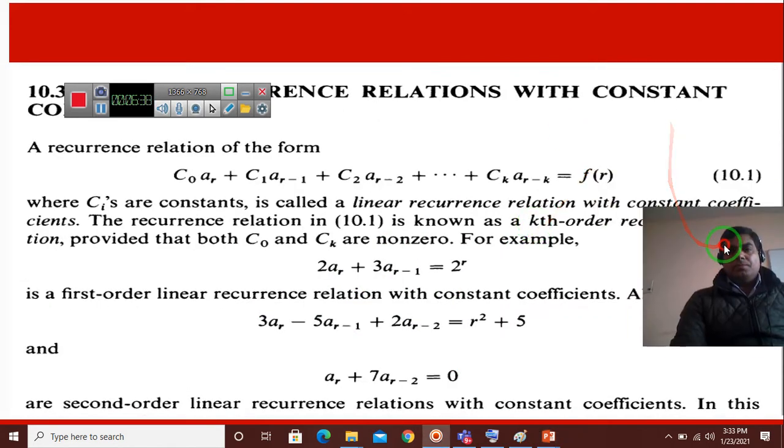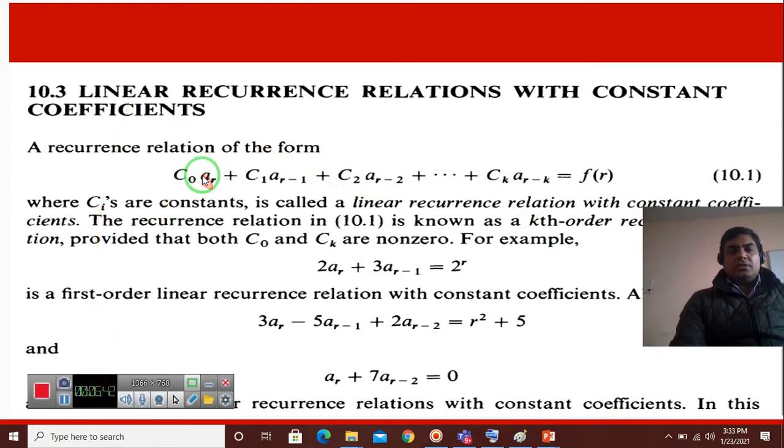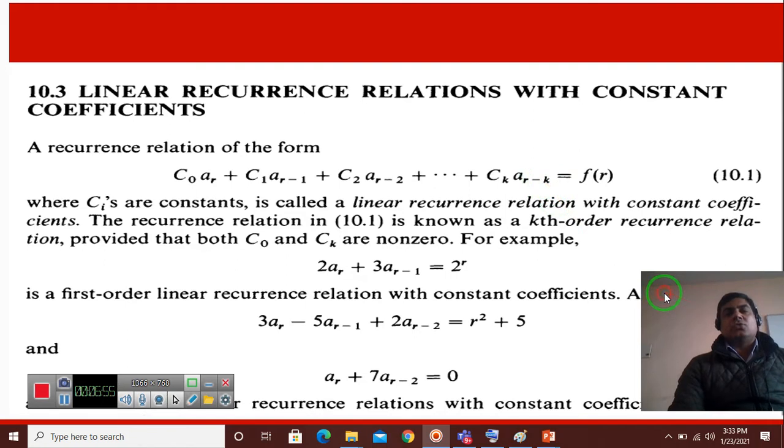Now the general form of the recurrence is a numeric function with constant coefficients, where the highest number being subtracted here is k. So the order of this recurrence is kth order. If 1 is subtracted here, it is a first order recurrence relation. If 2 is subtracted here, second order recurrence relation. So if k is subtracted, this is called kth order recurrence relation.